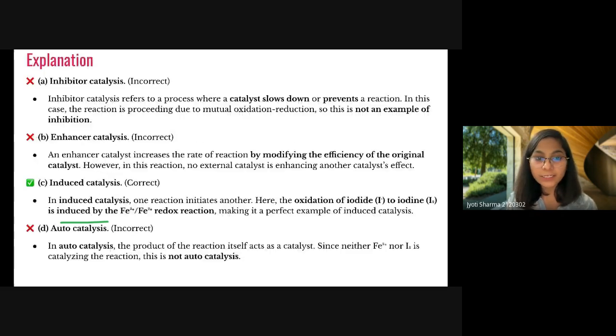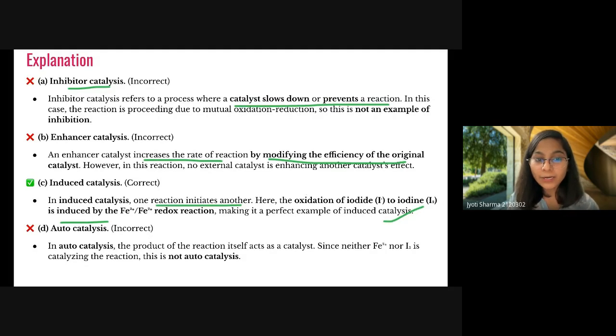So let's see the explanation for this. We already have talked about the inhibitor: this catalyst slows down or prevents the reaction. Enhancer is to modify the efficiency of the original catalyst, and this will increase the rate of reaction. Induced is when one reaction initiates another. So if there is a reaction of Fe3+ to Fe2+, then this reaction will initiate another one. So that's why this is the right answer.